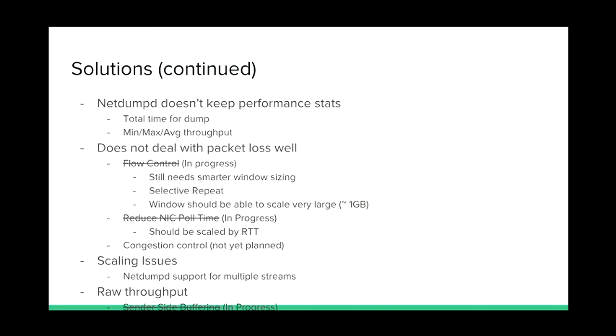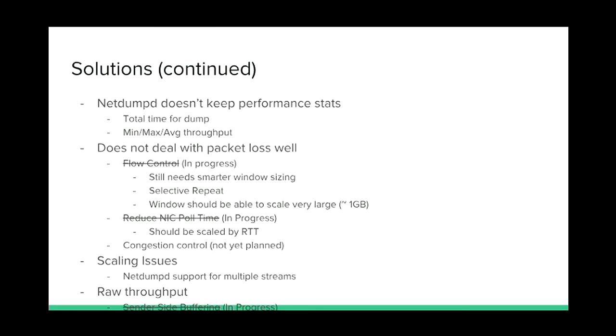And then also the window should be able to be huge. I want it to be gigantic, because if I have 100 gig cards, I need 100 gigabits of stuff, you know? And right now 64K of stuff is just not cutting it. Reduce the NIC poll time. It takes 500 milliseconds to poll the NIC, or you wait 500 milliseconds for packets to come in. It'd be great if we figured out the RTT between the client and the server, and then said, okay, I'm going to wait that long, or maybe two times that long, instead of just an arbitrary 500 milliseconds.